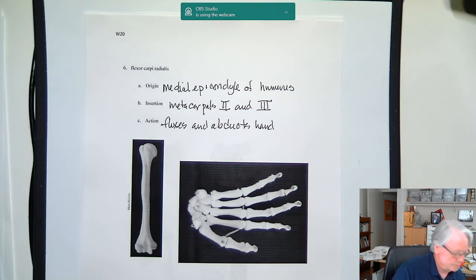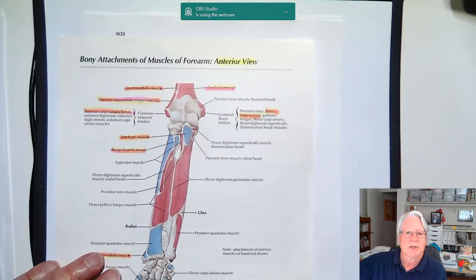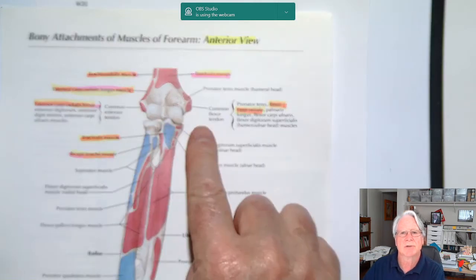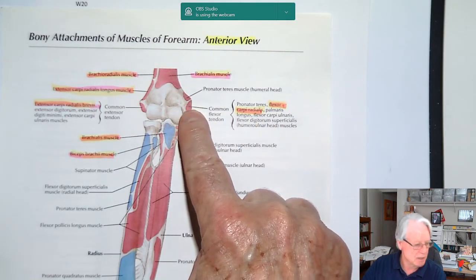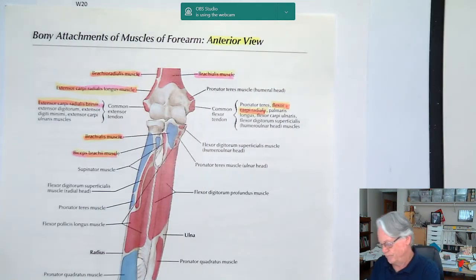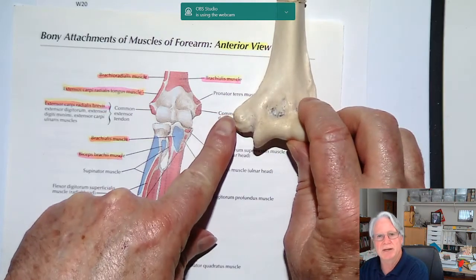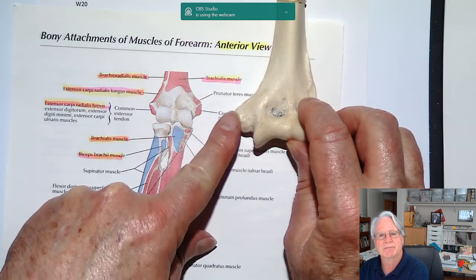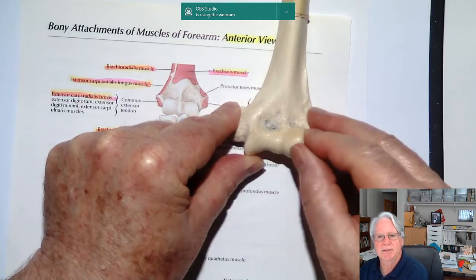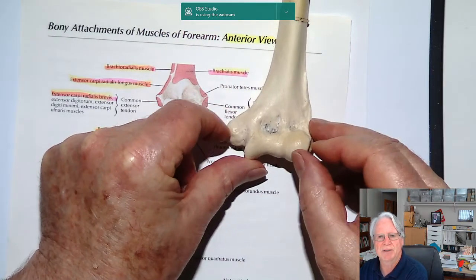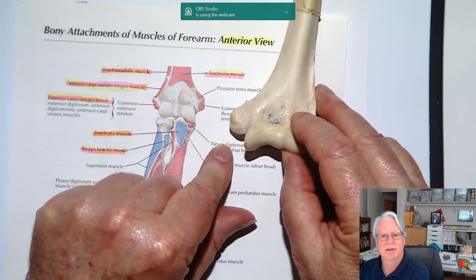Here we go. So now we're over here. This is the flexor carpi radialis. There it is, right there. And that would be right there, this side of the bone. Remember, the other ones were on this side here. That's lateral, and this is medial. Okay, so there they are right there.